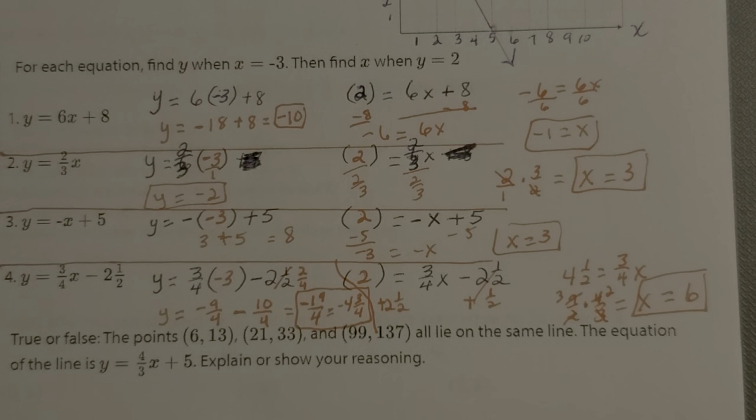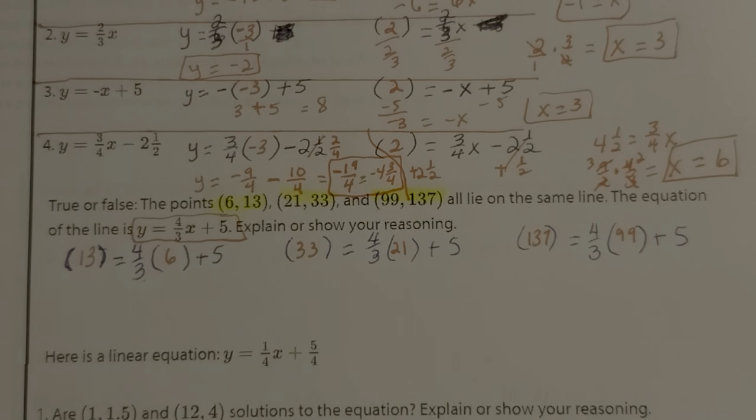The next question says true or false. The points (6, 13), (21, 33), (99, 137) all lie on the same line. The equation of the line is y equals 4/3 x plus 5. Explain or show your reasoning. Well, I can substitute each of these points in here. If it comes out equal, the same on both sides, then yes, the point is on that line. If they don't come out equal, then the point is not on that line.